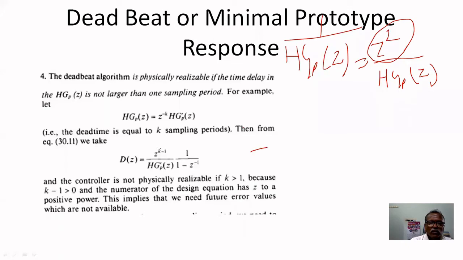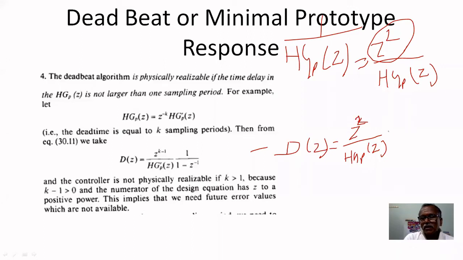Therefore, if you put k equal to 2, already you know that D of z equals 1 by HGP of z, with Z square in the numerator divided by HGP of z. Why this z power 2? In here you will get z power minus 2. If it goes to the numerator, it becomes z power plus 2. And then you have z power minus 1 divided by 1 minus z power minus 1, because as per rule, you assume one sampling period delay. That's why y of z by y set point of z is z power minus 1.